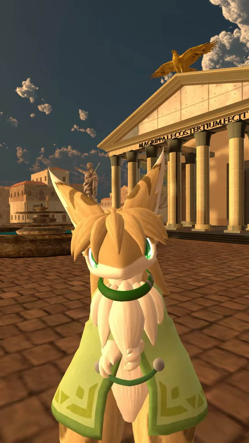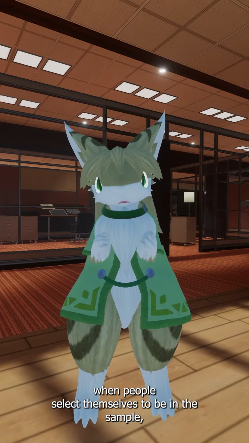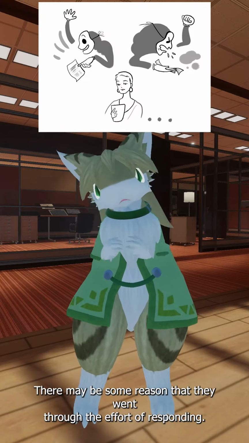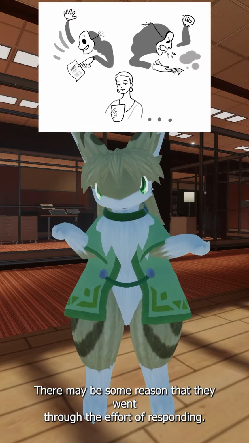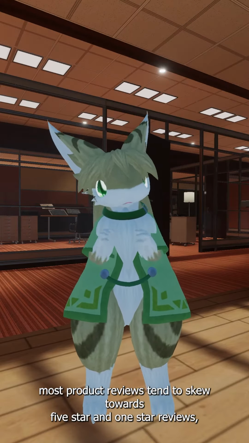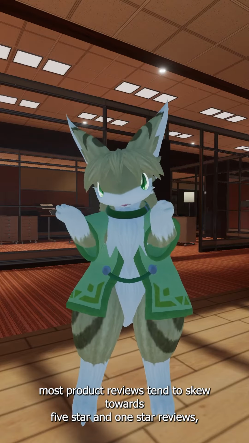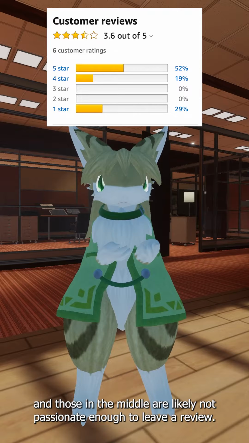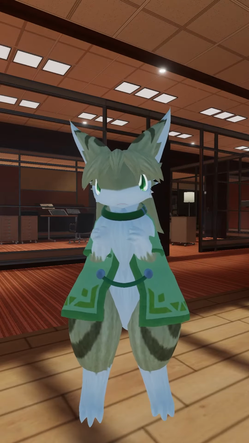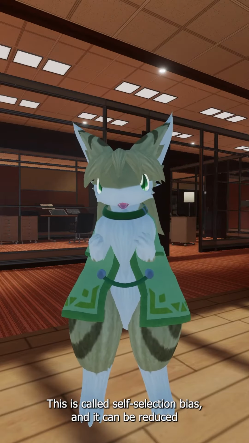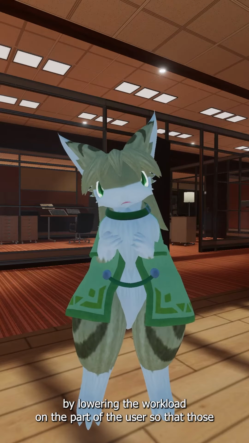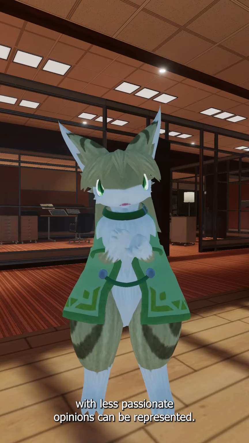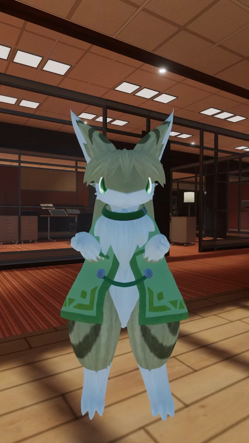When people select themselves to be in the sample, they will likely differ from those who didn't. There may be some reason that they went through the effort of responding. For instance, most product reviews tend to skew towards 5-star and 1-star reviews, and those in the middle are likely not passionate enough to leave a review. This is called self-selection bias, and it can be reduced by lowering the workload on the part of the user so that those with less passionate opinions can be represented.